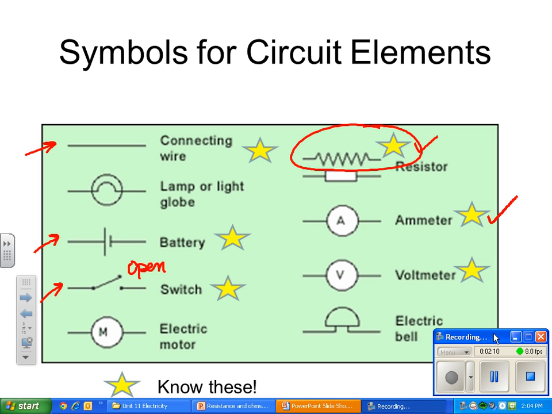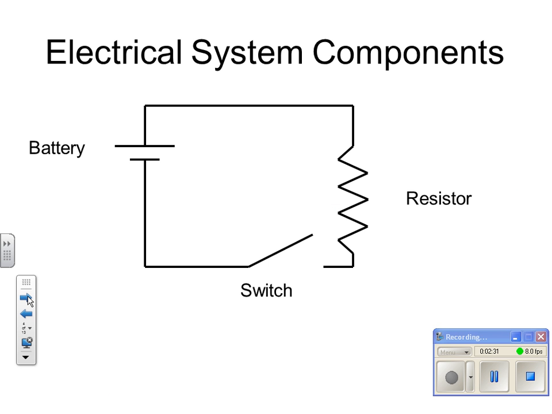This item right here is an ammeter, and it measures current. And this below it is the voltmeter, and it measures voltage. And we'll talk a little bit about both of those in a second. But both of those are part of the circuits that we will be working with. You've got to know what these are, you've got to be able to draw them, you've got to be able to recognize them. And so here's a real simple circuit.